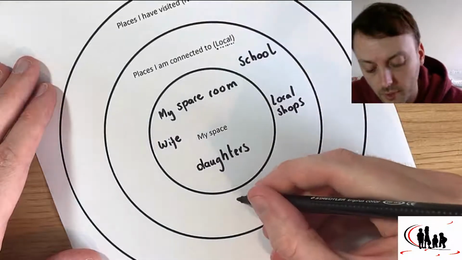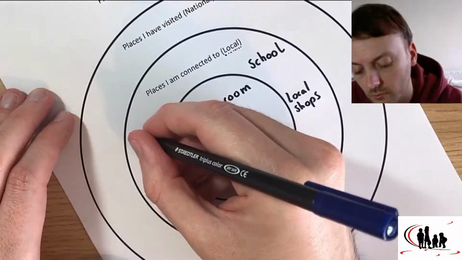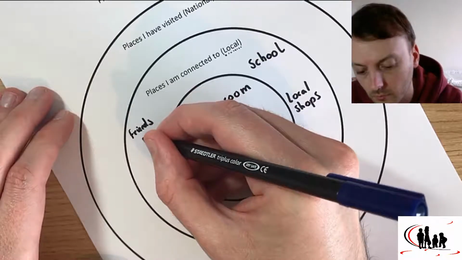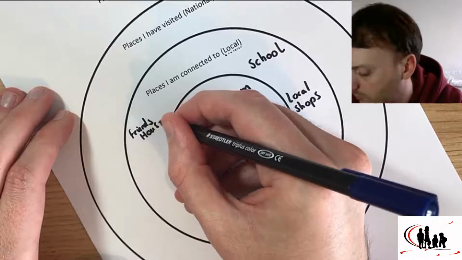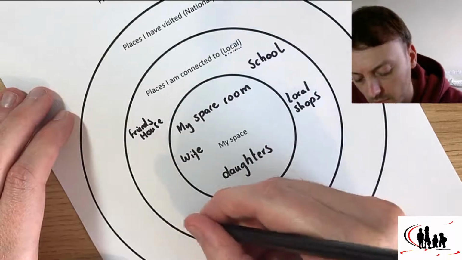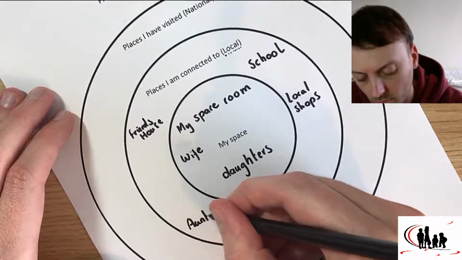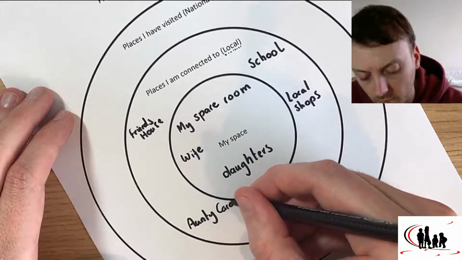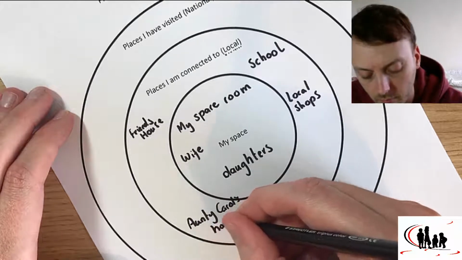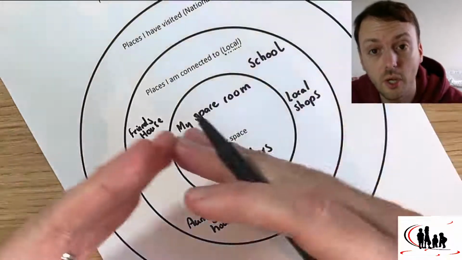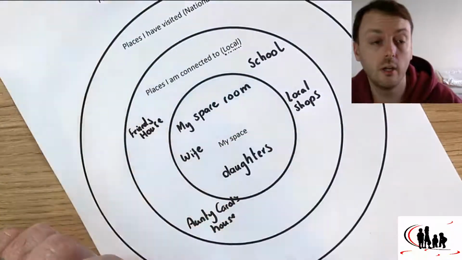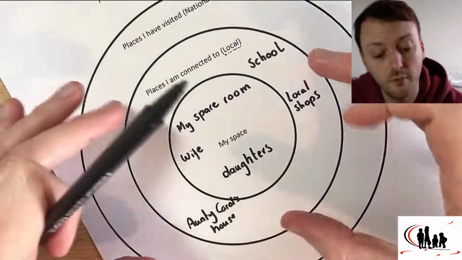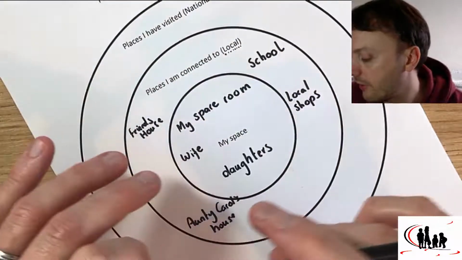You might have a friend's house. An auntie's house. Auntie, let's make up a name. Auntie Carol. But again, stick to ones that are within our local area. So you might have an auntie that lives in another country or somewhere else in this country. Don't include them. We're after things in our local area.